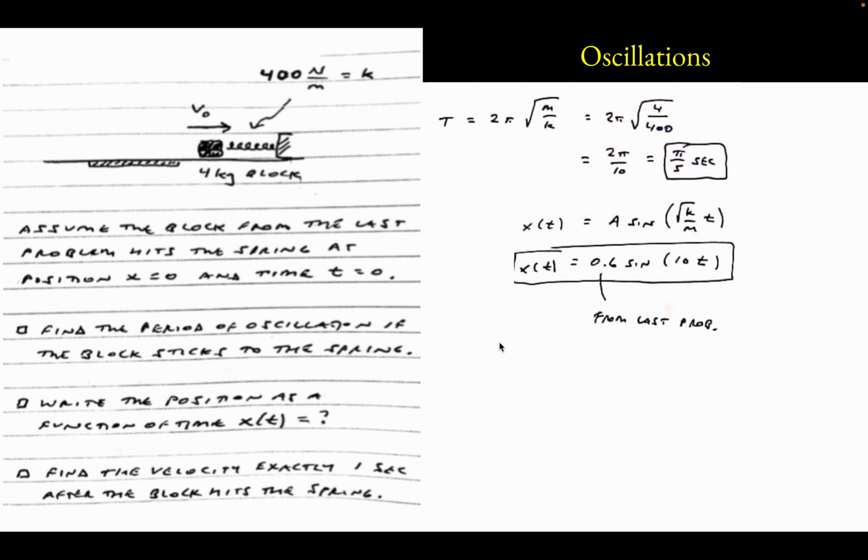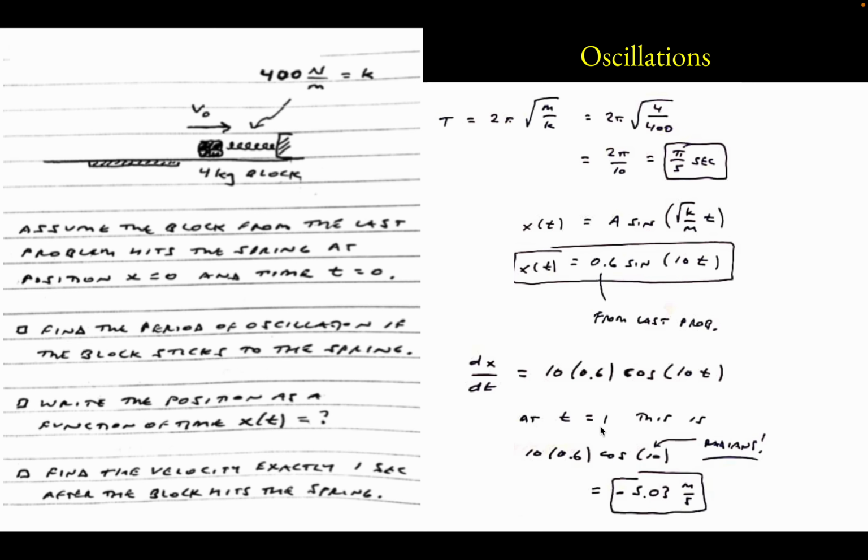And then finally, we're supposed to find the velocity 1 second after it hits. Well, this is the position as a function of time. So to get the velocity, we just need to take the time derivative, dx/dt. That sine will become a cosine if you take the derivative, and the 10 will pop out because of the chain rule. So you're going to end up with 6 cosine of 10t. 10 times 0.6 is 6.